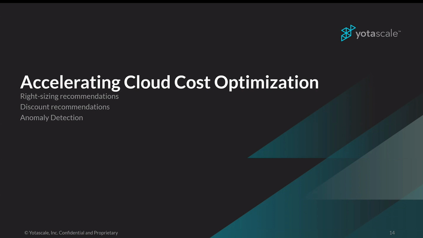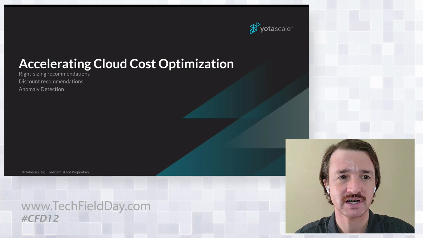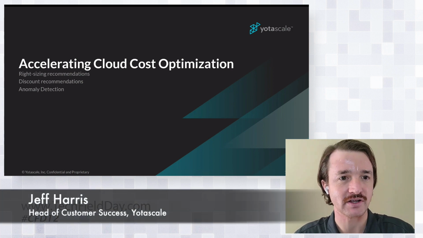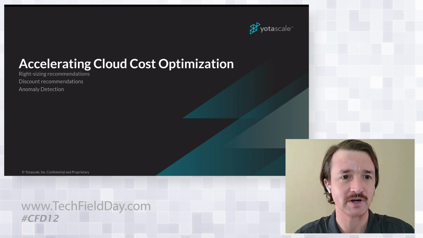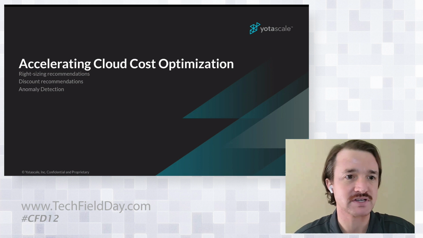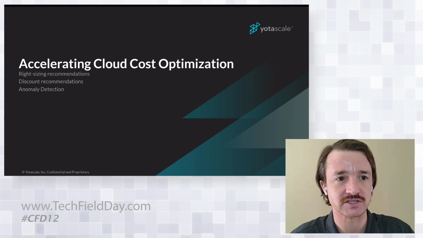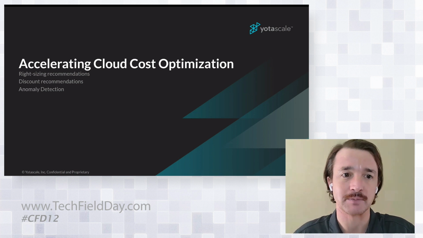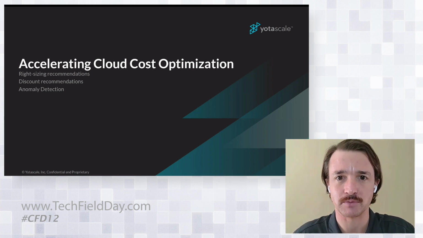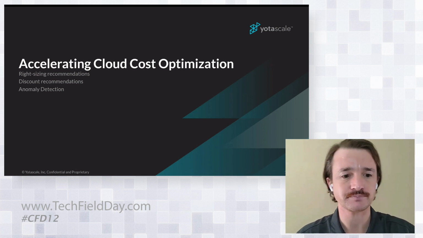And in this demonstration, I'm going to be talking about how you can accelerate your cloud cost optimization. There's a few ways that Yotascale helps with this. A lot of it is about removing roadblocks that you might run into when you're looking at optimization opportunities. So today, I'm specifically going to be talking about right-sizing recommendations. I'm going to be talking about discount recommendations as well, and where we can help with that, as well as anomaly detection and how anomaly detection can help from a cost reduction perspective as well.